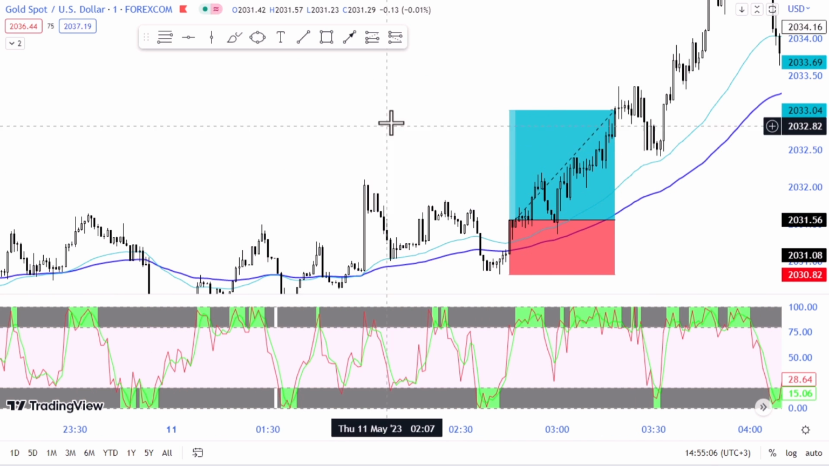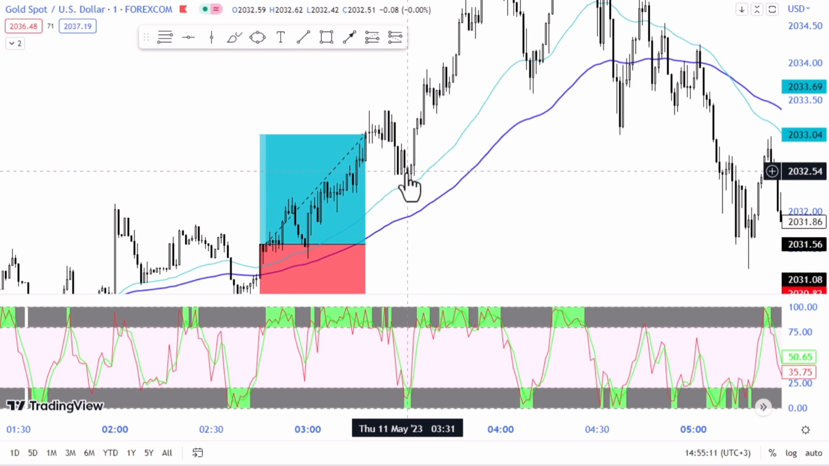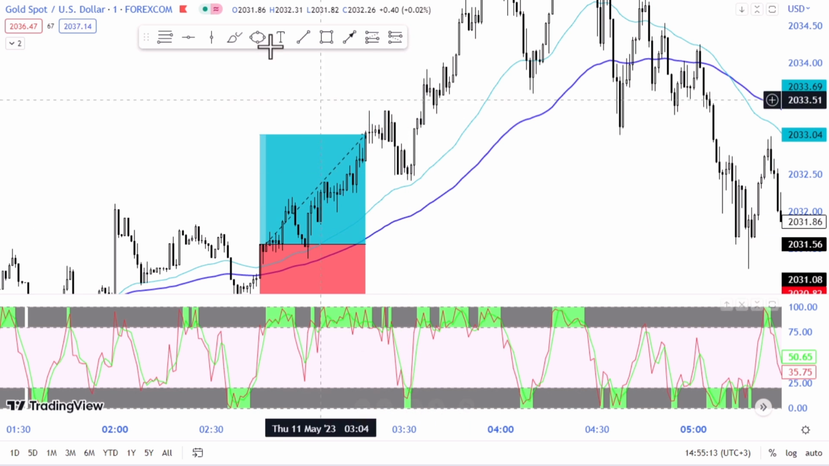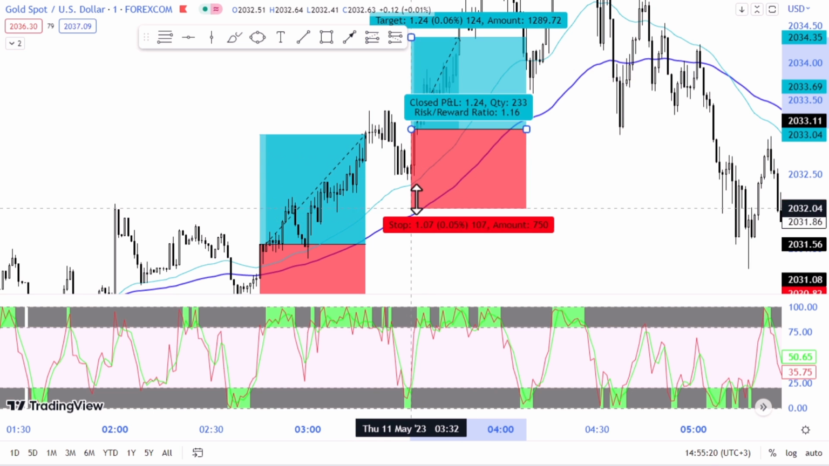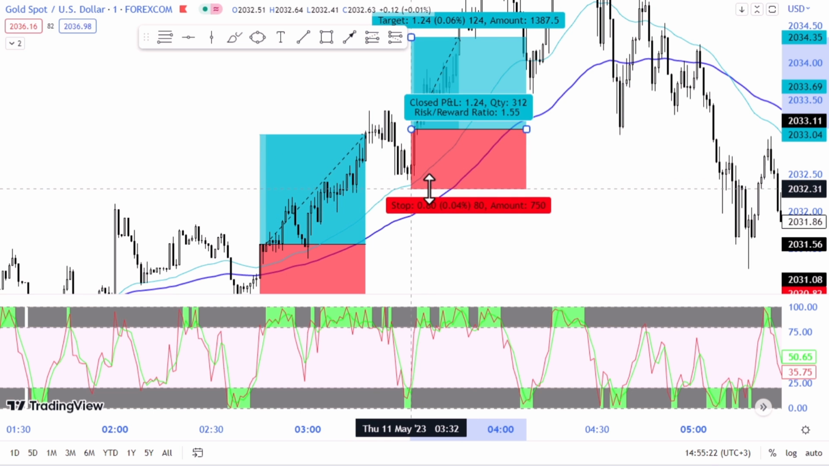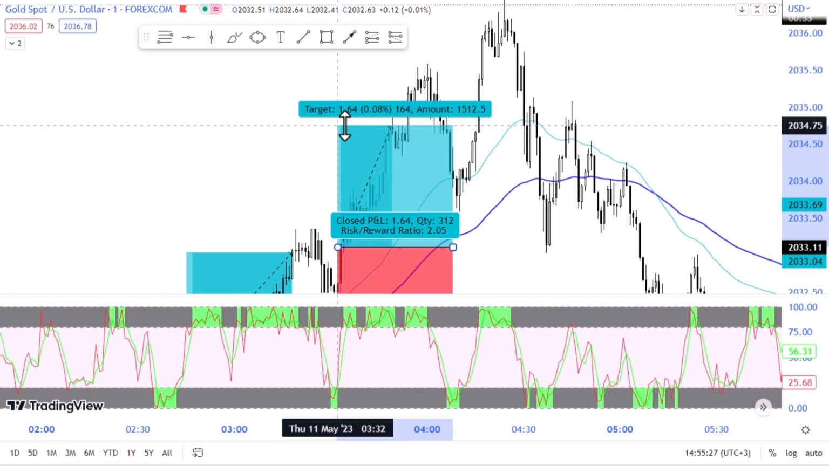And then another pullback happened here, right after that pullback, and I check down here, yeah, everything is passed. So I'm gonna enter a long trade at the close of this candle, stop loss just slightly below this latest swing low, and go 2 times bigger than that. Yeah, another trade, beautiful, and it was another profit.